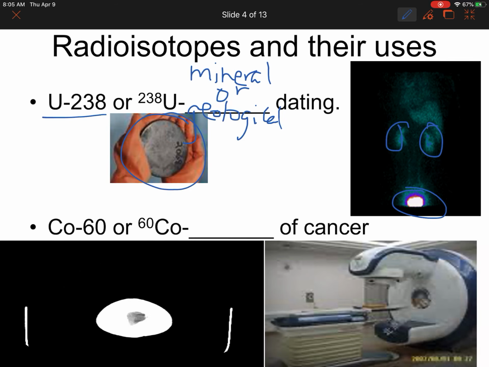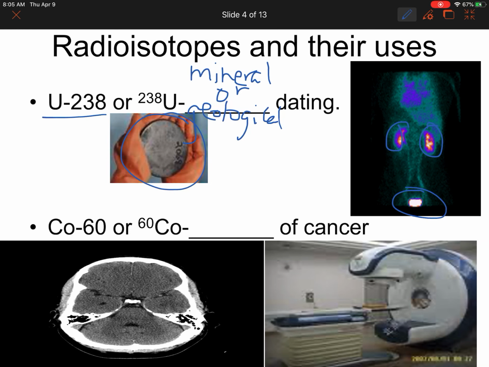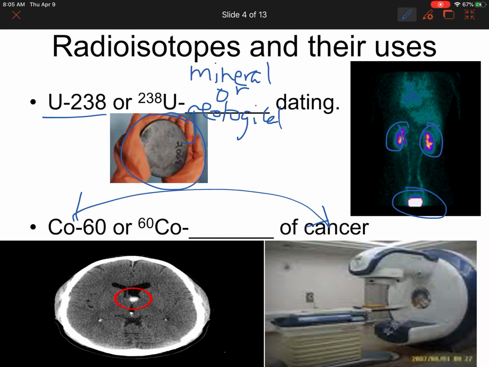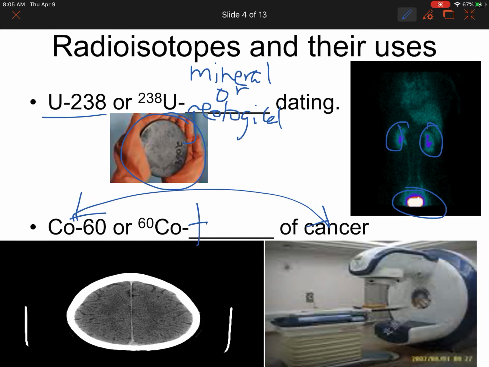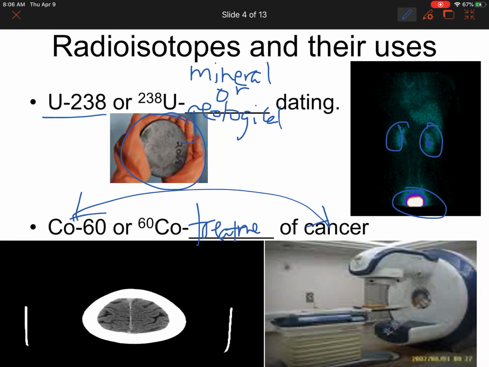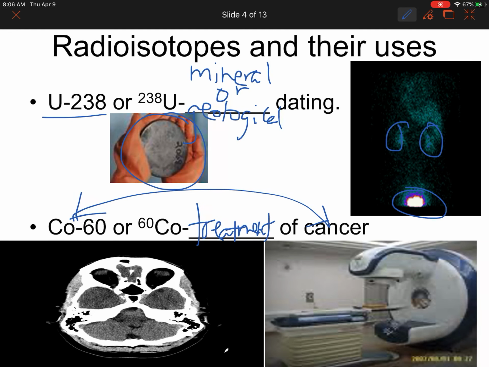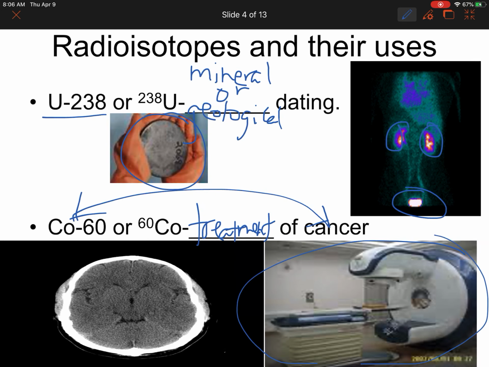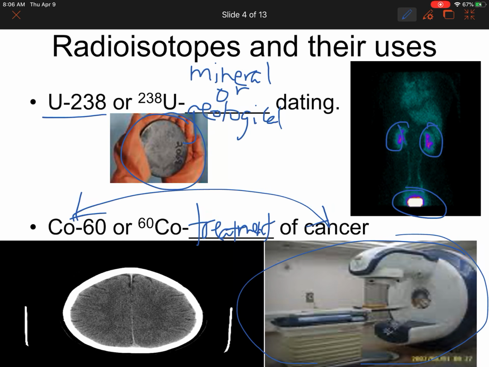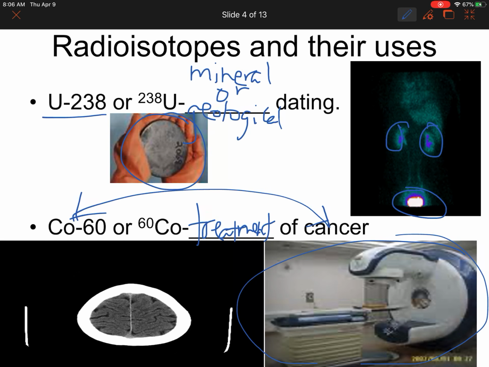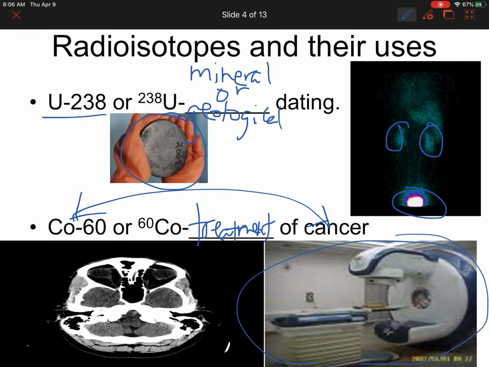Now, Co-60. Co is cobalt. Well, easy way to memorize it: cobalt cancer. Okay, TC tumor. Cobalt is for the treatment of cancer. Now, you might know someone, a relative, a friend, who's undergone cancer treatment. They usually go in this machine for radiation. That machine gives off radiation. And one of the treatments they use is cobalt 60. That's for cancer treatment.